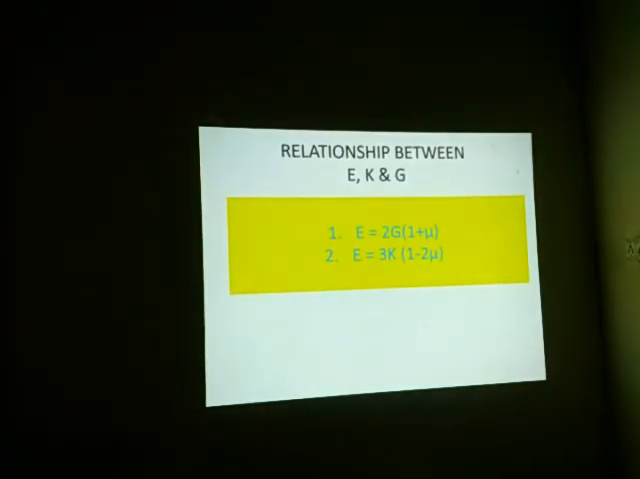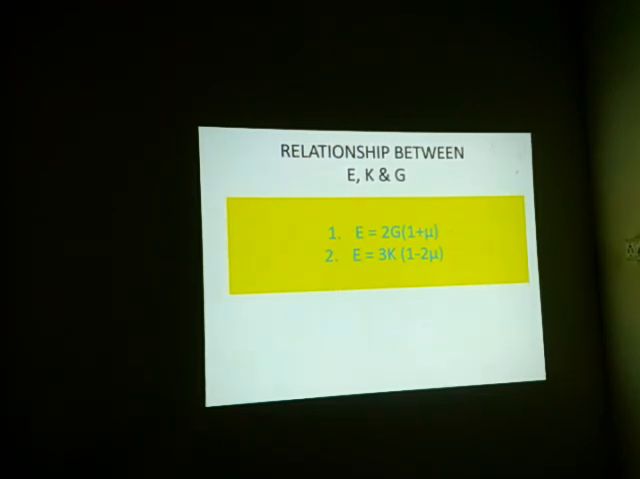Now the interrelation between these three elastic constants is also important to know. The first relation you can write: the Young's modulus of elasticity E equal to 2 times G, that is modulus of rigidity, multiplied by 1 plus mu, that is Poisson's ratio. So E equal to 2G bracket 1 plus mu. Now another equation can be E equal to 3K, K the bulk modulus, multiplied by 1 minus 2 mu, the Poisson's ratio.